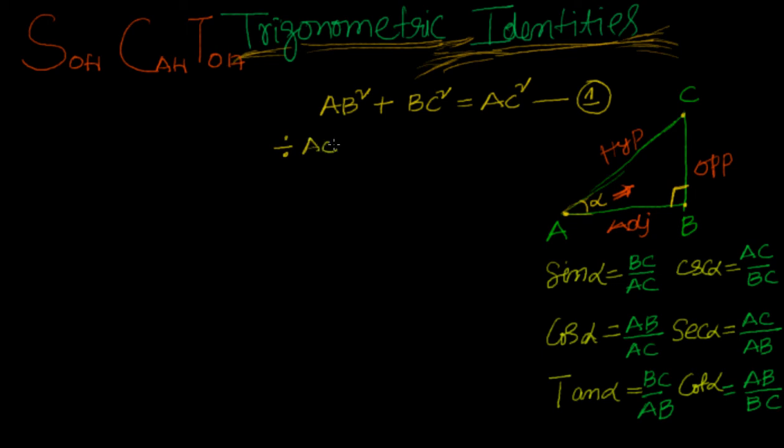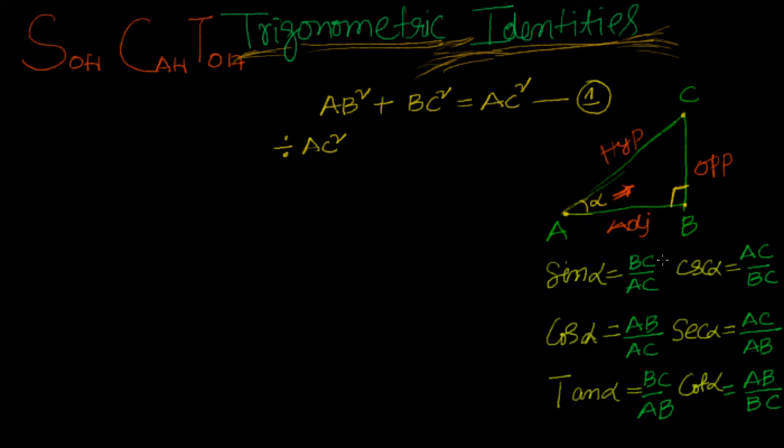Let me repeat again. This is what we know from the Pythagoras theorem, and this is what we know about the trigonometric ratios. Now we want to establish the relation between sine and cos, tan and secant, and cosecant and cot.